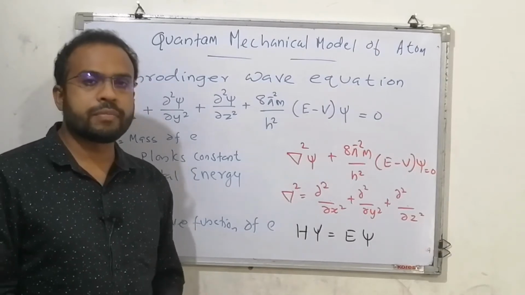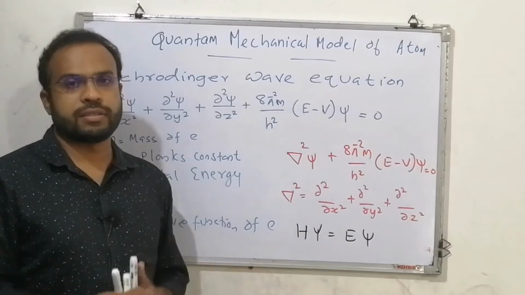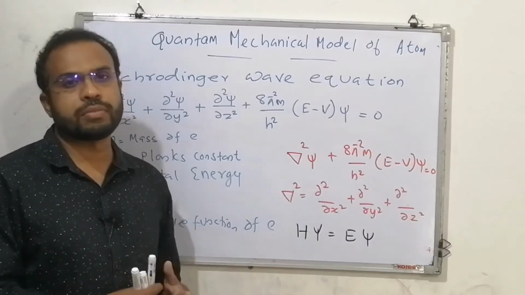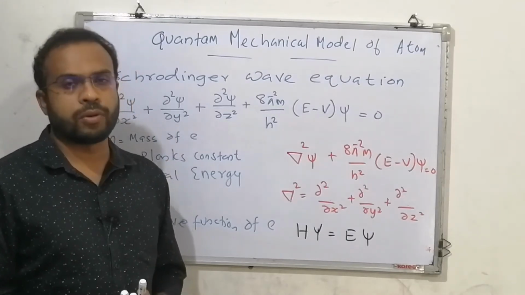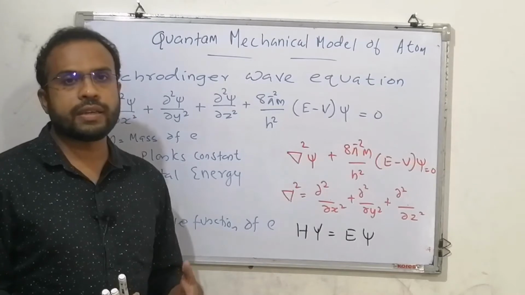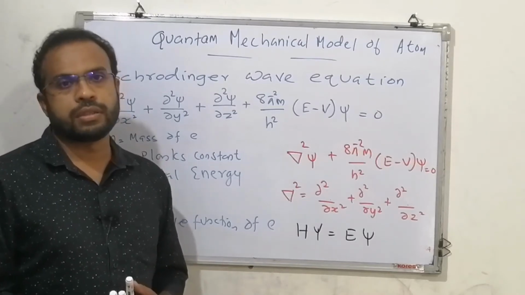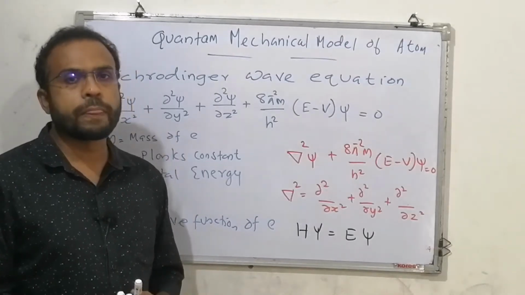When you see the syllabus, the Schrödinger wave equation is mentioned only. That is a syllabus, just mentioning. Therefore, I am not going into detail of the model. For physics students, they will learn the detail in their physics syllabus. For zoology and botany, it's just for namesake only.